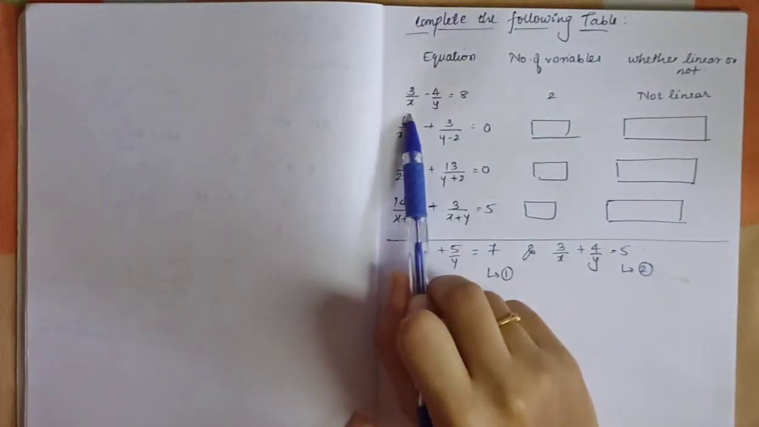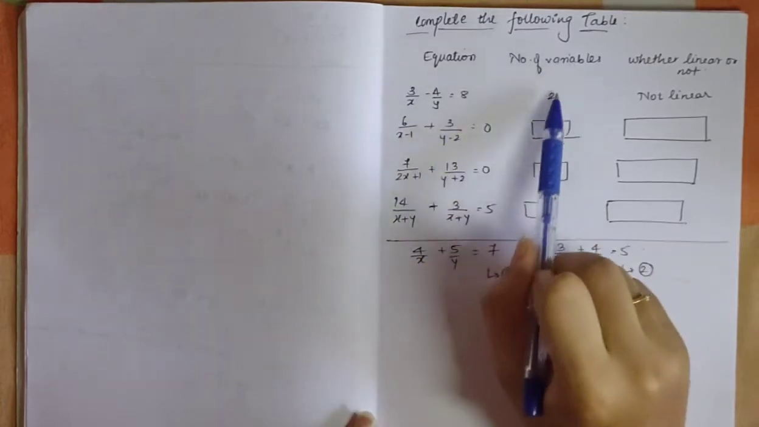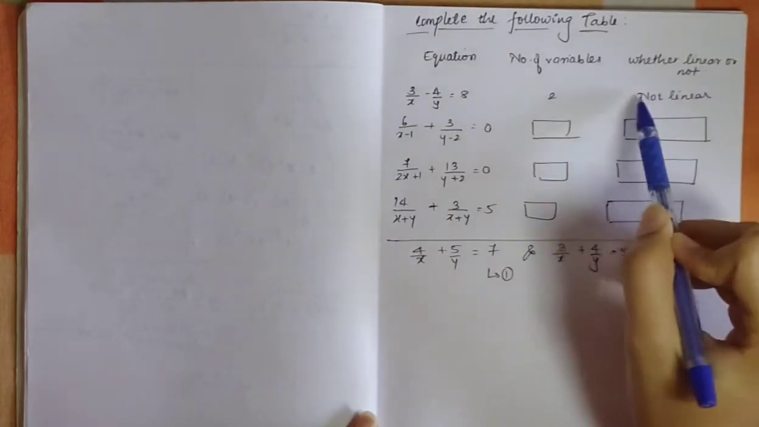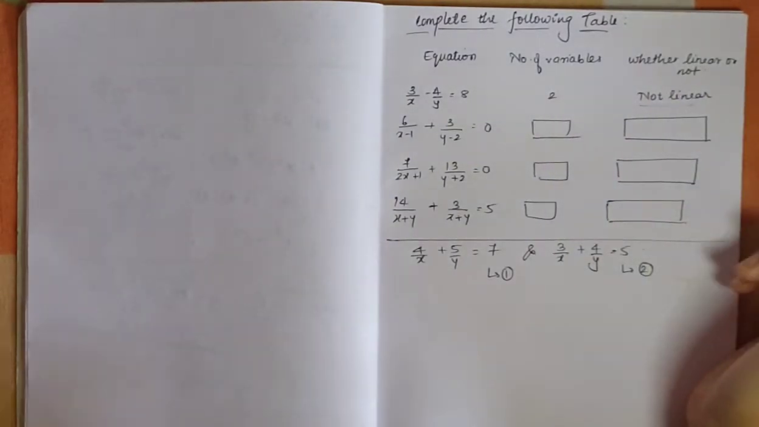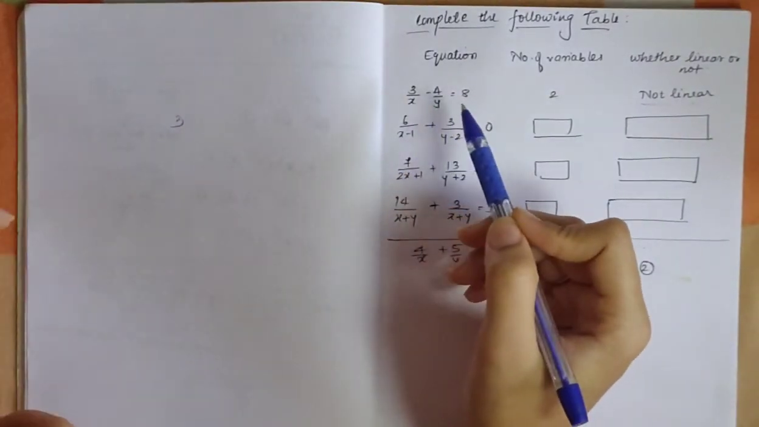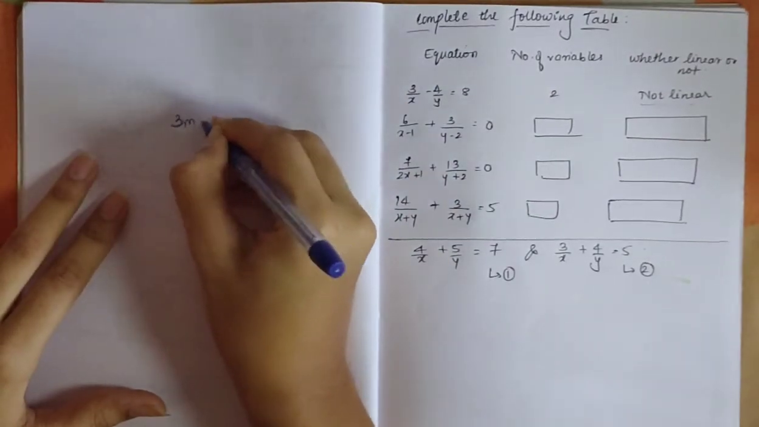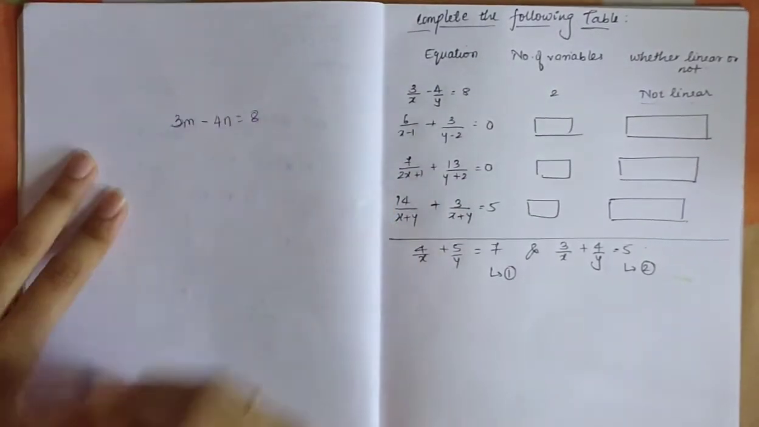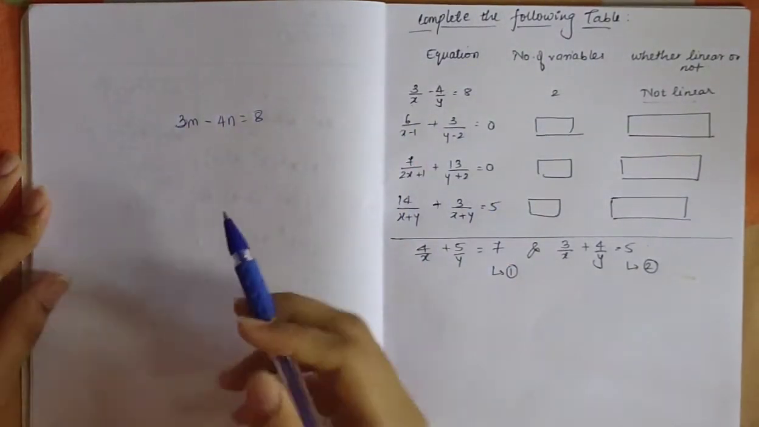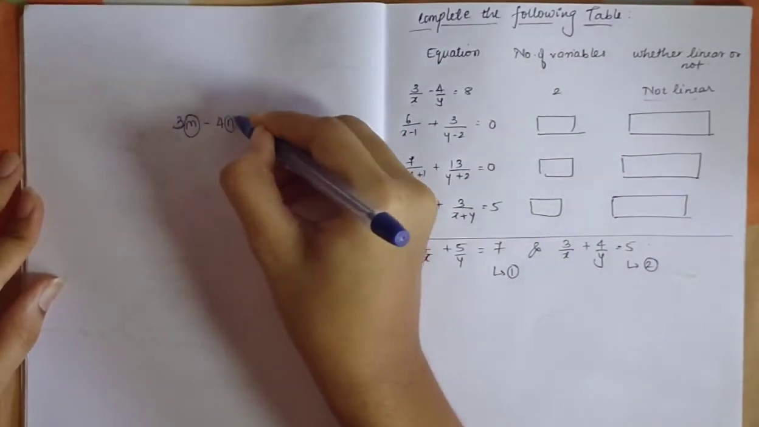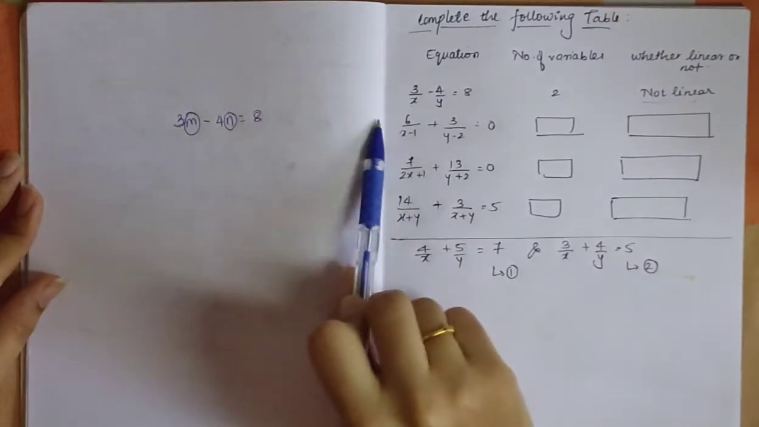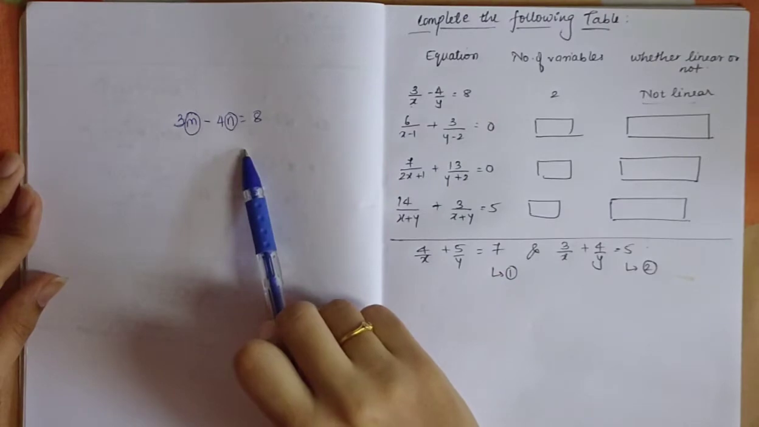It says 3 by x minus 4 by y is equal to 8. Number of variables are 2, x and y, and whether the equation is linear or not. Obviously it is not linear. Why? Because, as we have seen, if you have to represent a linear equation, you represent it as 3m minus 4n is equal to 8. What did I do here? I converted this equation into a linear equation. How? I substituted 1 by x as m and 1 by y as n. This is how my non-linear equation got transformed into a linear equation.